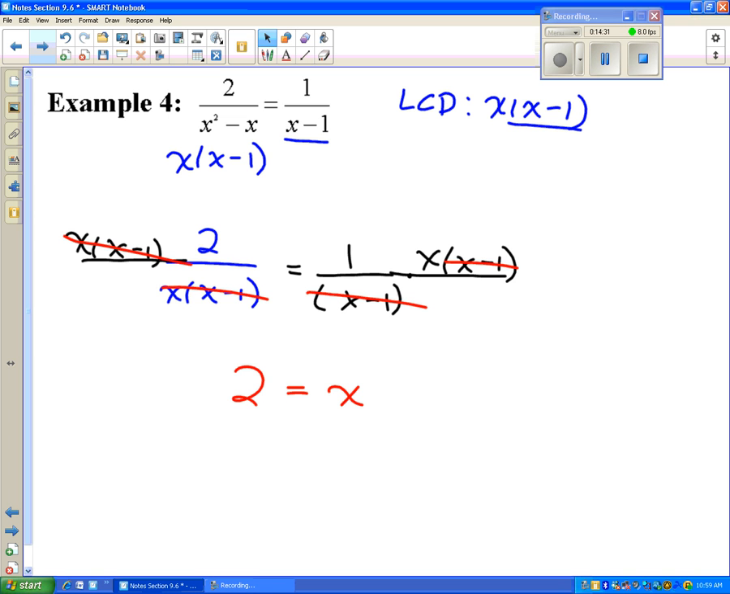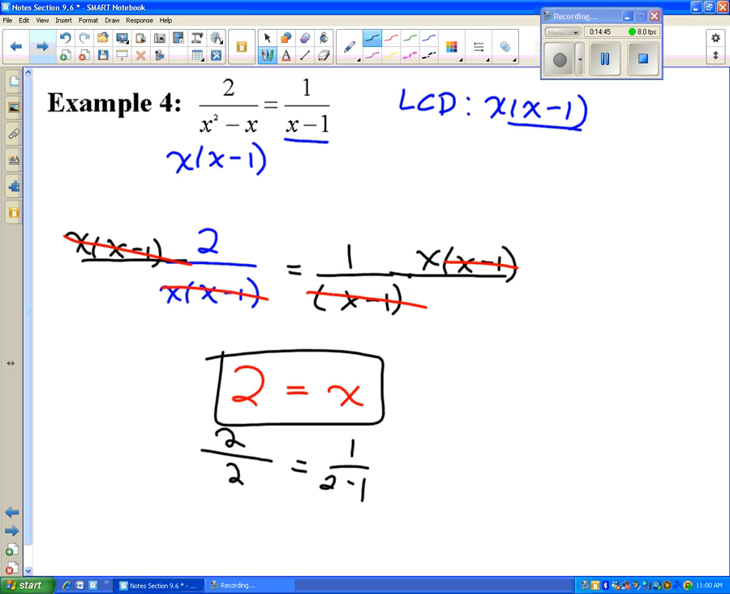Double check that this works. I get 2 over 2 squared is 4 minus 2 is 2, which is 1. 1 over 2 minus 1 is 1. So 2 works. This is a good answer. X equals 2.